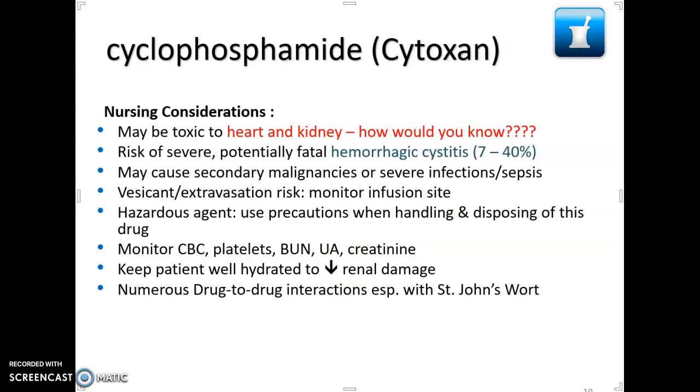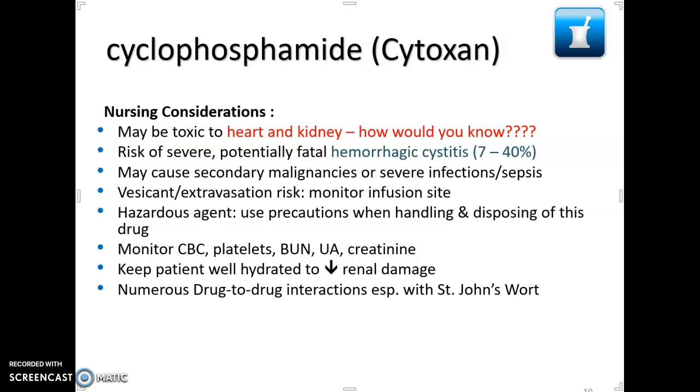Can be toxic to heart and kidneys. So then the question would be, how would you know that the patient's having a problem? What if they start to be short of breath and they're edematous? That might tell us that maybe there's some heart damage going on. But there are tests that we can look at. We could do an ejection fraction, which is kind of like a cardiac ultrasound, but with some nuclear medicine involved, and look at how well the heart's pumping blood. And then for the kidney, we might look at things like GFR and BUN and creatinine, right?